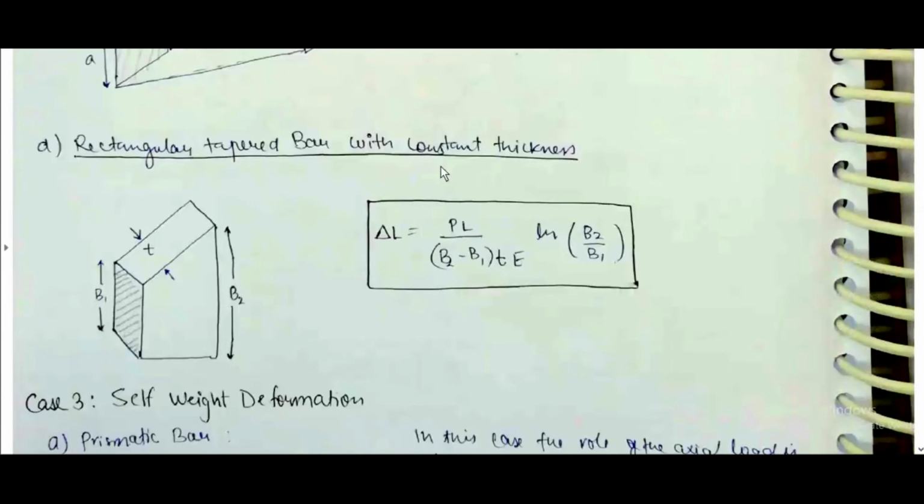Rectangular tapered bar with constant thickness. Delta L is equal to PL by (B2 minus B1) into TE into ln of B2 by B1.